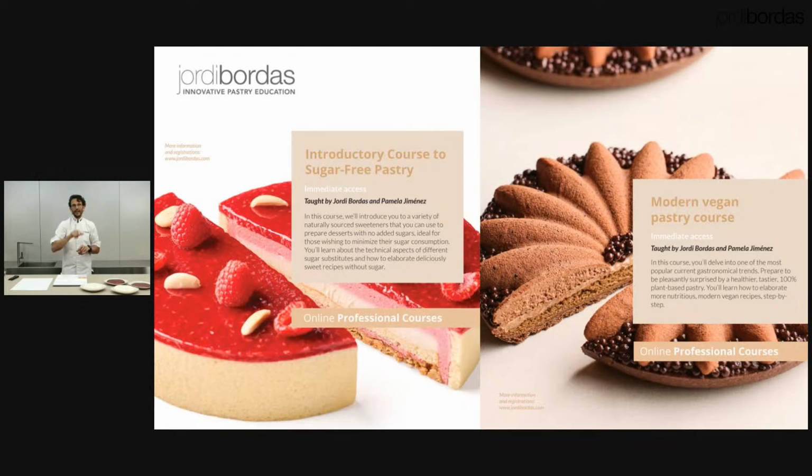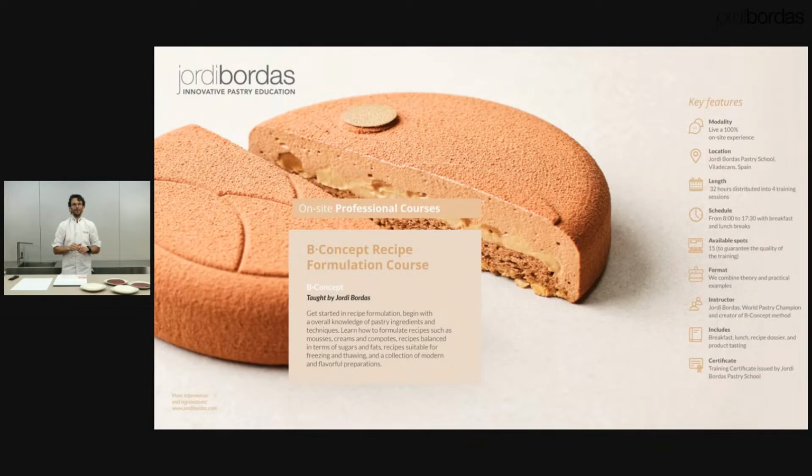That program, the modern vegan pastry course, shows how amazing vegan recipes can be so tasty and healthier, and in terms of flavor, super tasty products. This is a very short program with only these 3 products, but they are amazing. And then we have our Big Concept Recipe Formulation course in our school. That is a 4-day class that we have taught for 10 years. It's a really complex 4-day class where you learn how to formulate recipes from scratch.